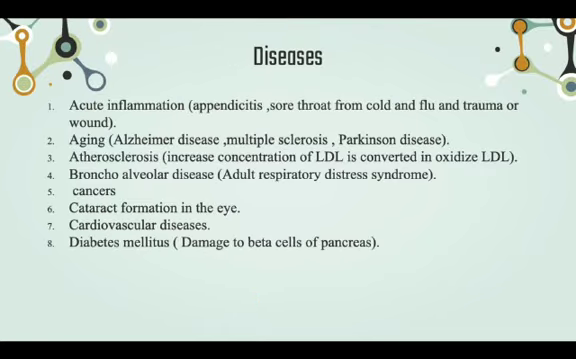These are the disorders related to free radicals. Free radical production can cause acute inflammation, which includes appendicitis, sore throat from cold and flu, physical trauma, and wounds. Free radicals can also increase the process of aging, which is associated with different diseases that include Alzheimer's disease, multiple sclerosis, and Parkinson's disease.